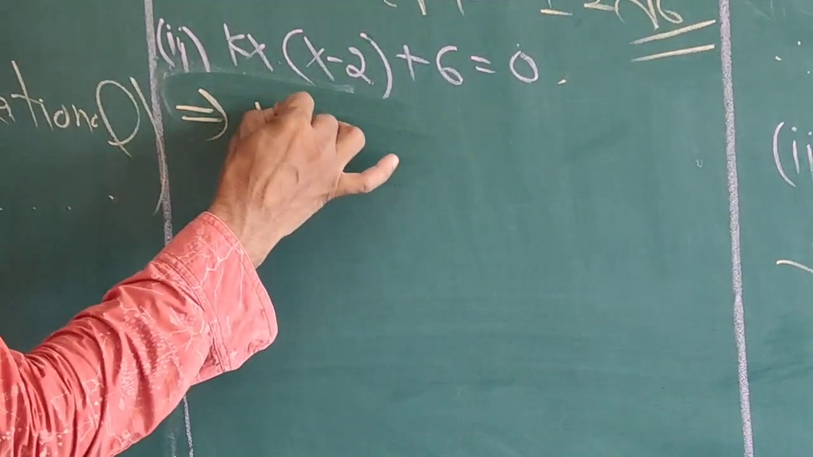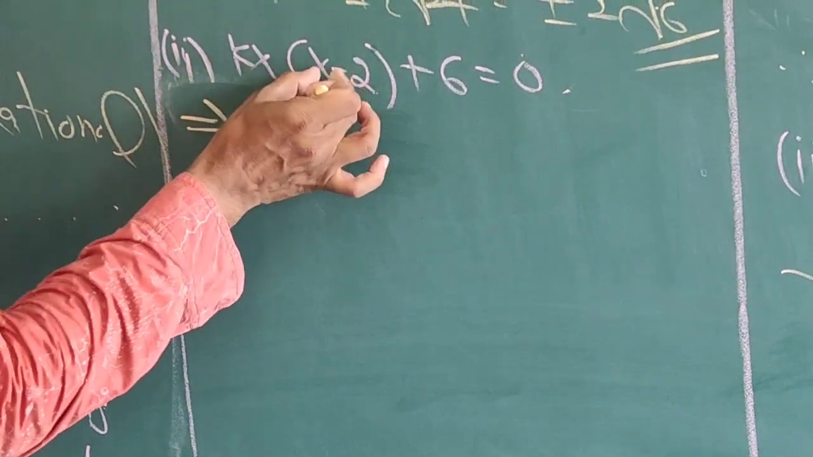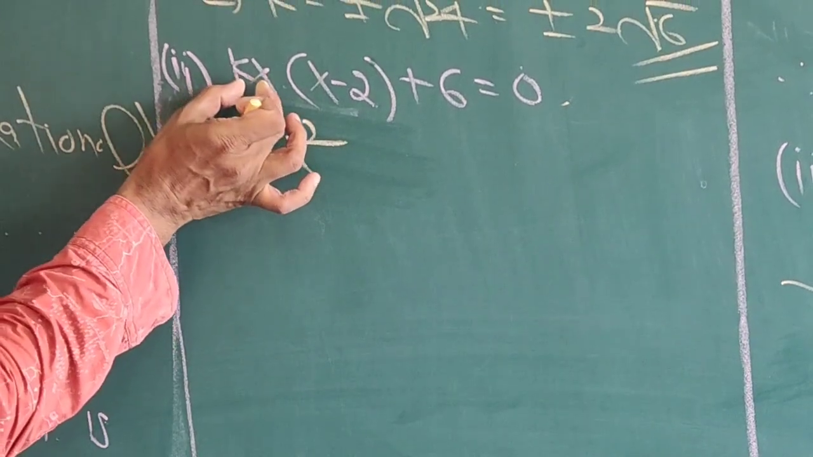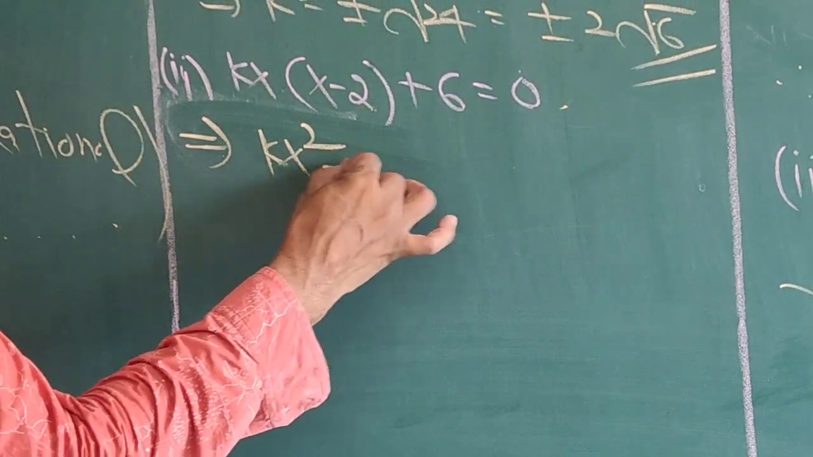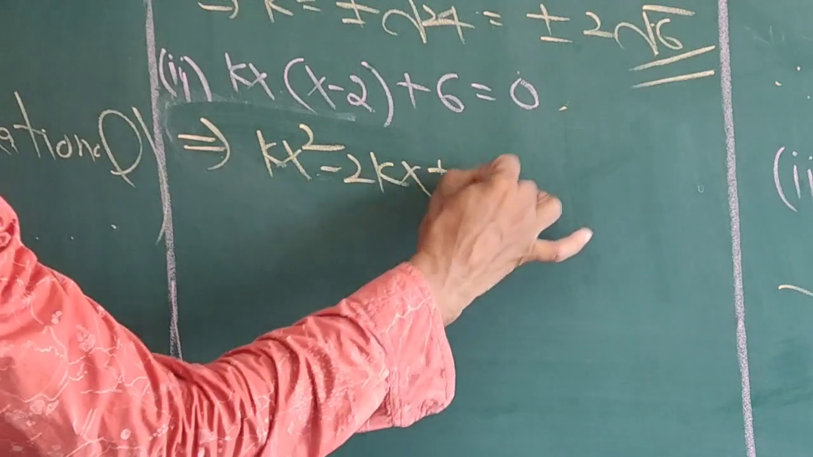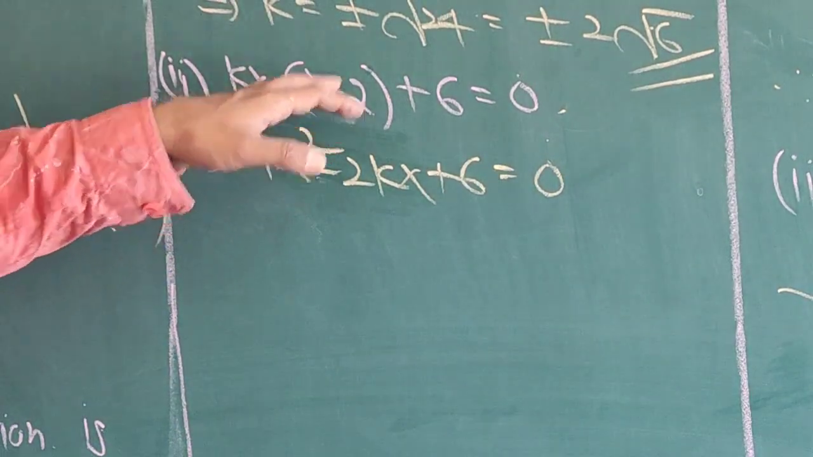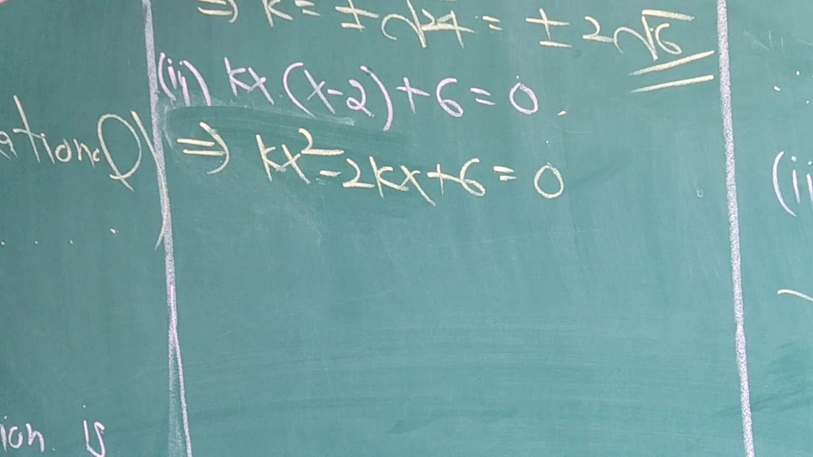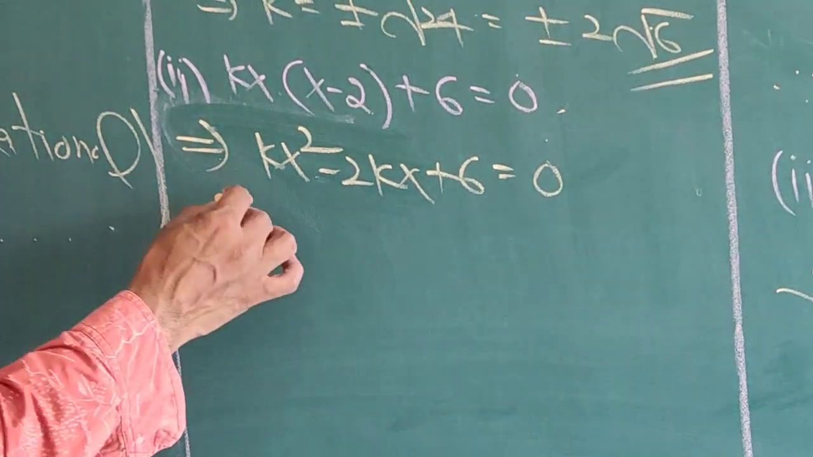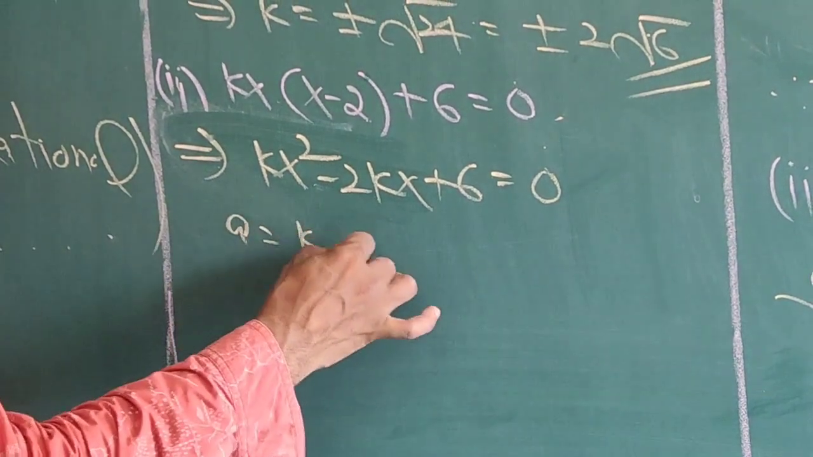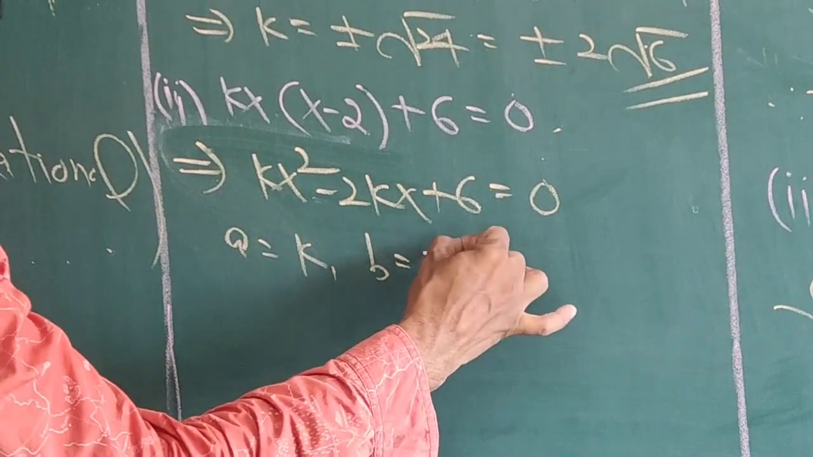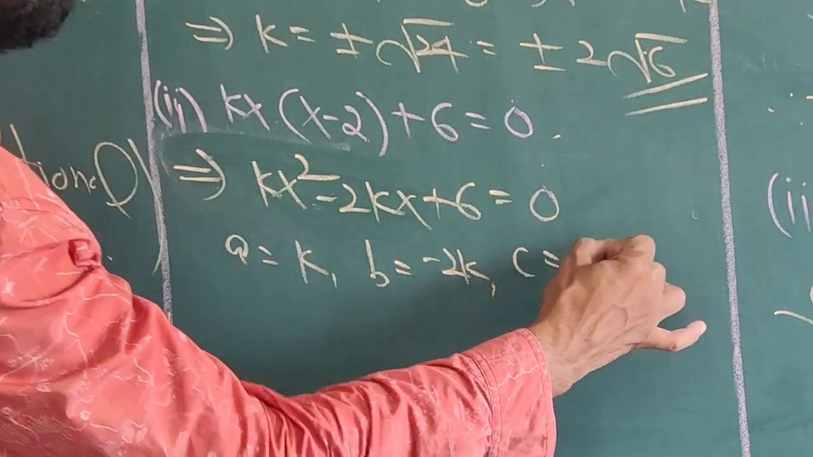This implies by multiplying kx with x, we get kx². Again kx with −2, we get −2kx, and plus 6 equal to 0. Now this equation is converted into standard form, ax² + bx + c = 0. So here a = k, b = −2k, and c = 6.